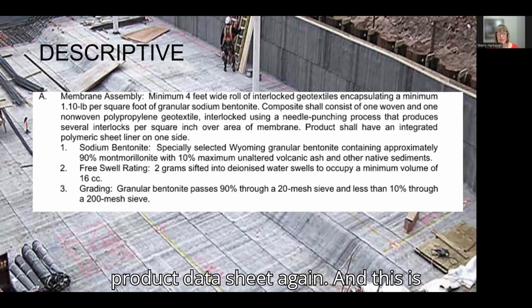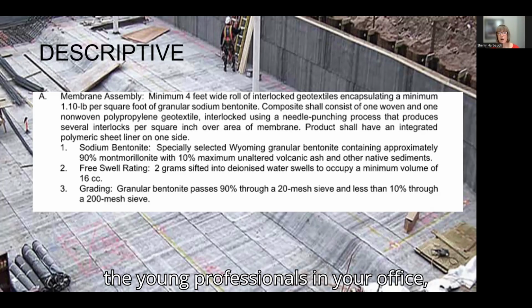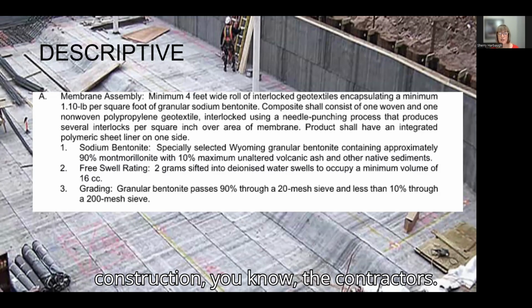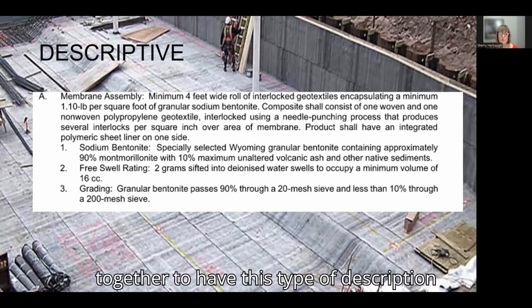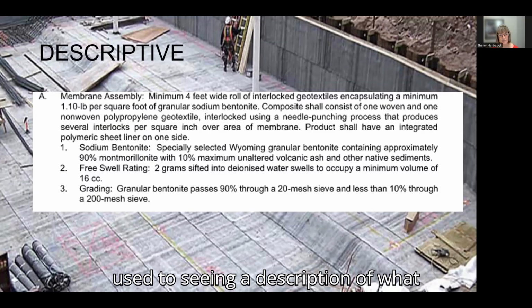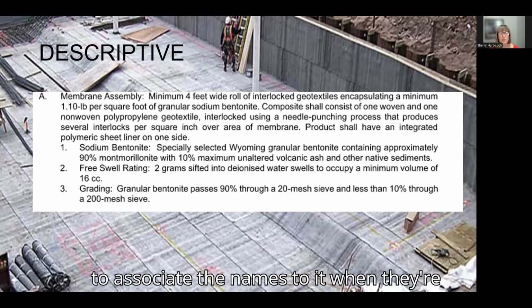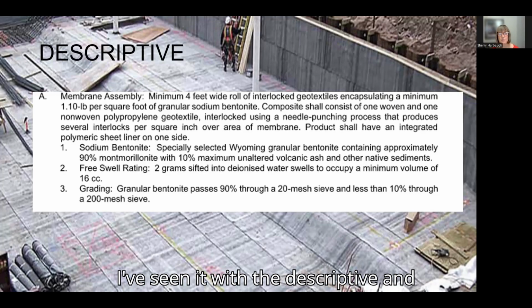sheet with the other product that the contractor might want to use, then I don't have to pull up the product data sheet again. And this is also really important for the young professionals in your office, both from the architectural and the construction, the contractors that are putting these submittals together, to have this type of description so that the young professionals can get used to seeing a description of what these materials are and then being able to associate the names to it when they're doing the submittals. So that's how I've seen it with the descriptive.